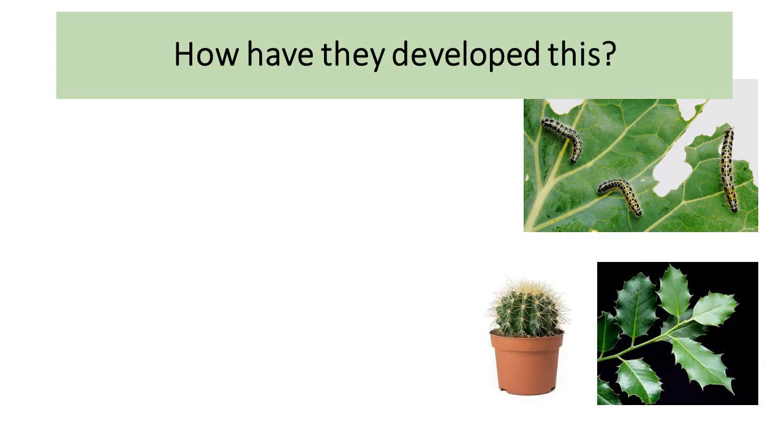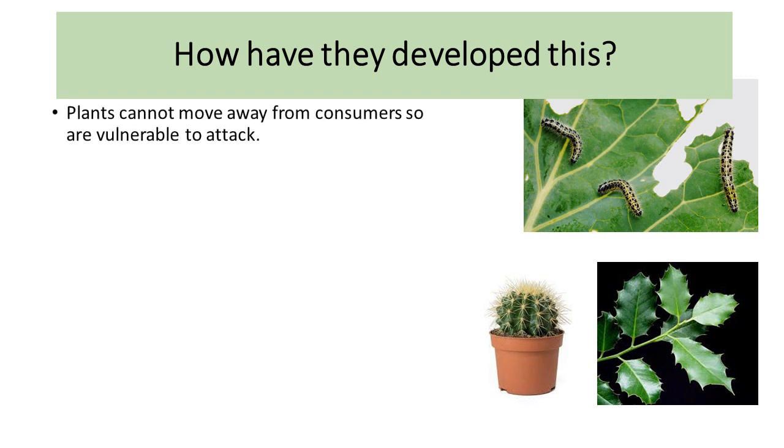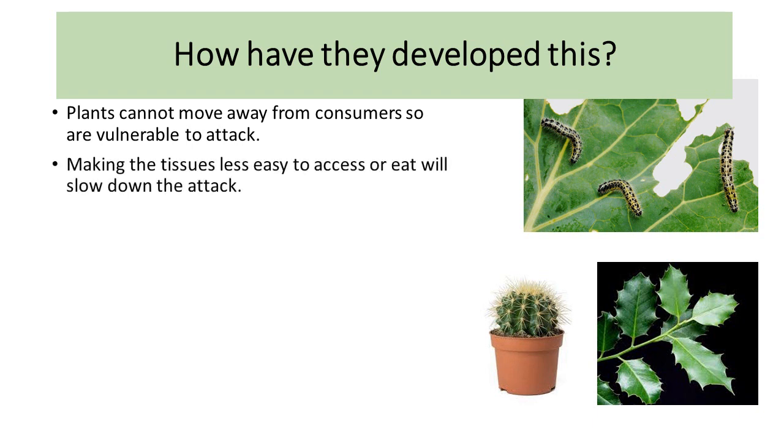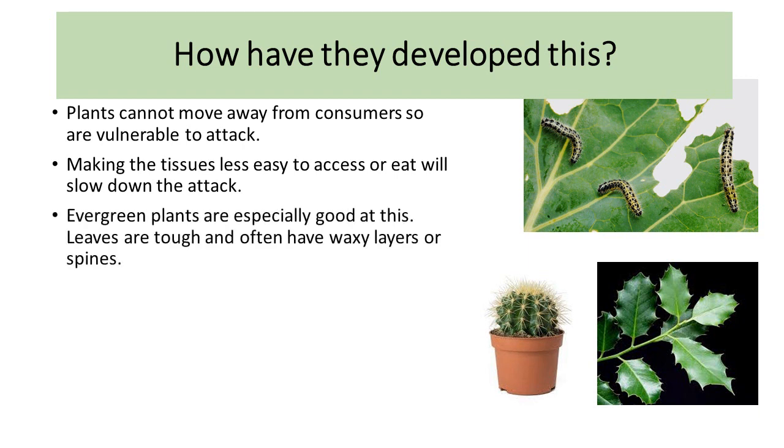So how have plants developed this? Now we can see some pictures here of plants. The top one shows caterpillars munching their way through what looks like cabbage. As plants can't get away from their consumers, that makes them very vulnerable to attack. And so the only way you can actually try and do anything about this is by making the tissues either less easy to access by these physical defences you've mentioned, or slow down the way in which they get into them.